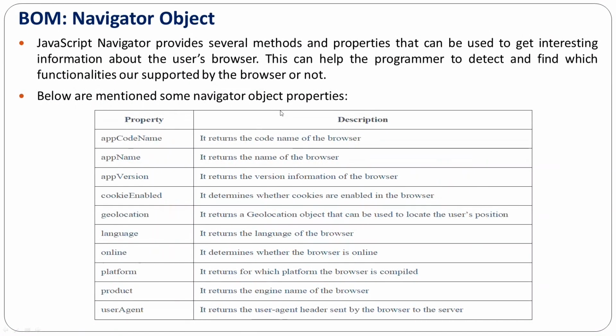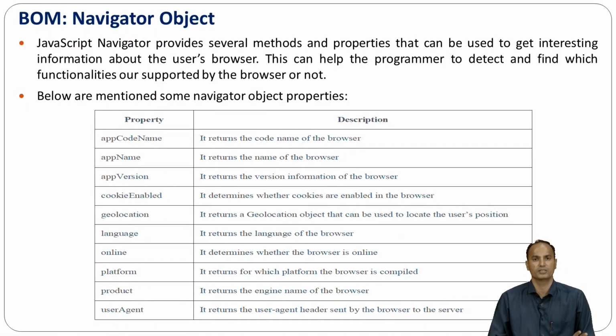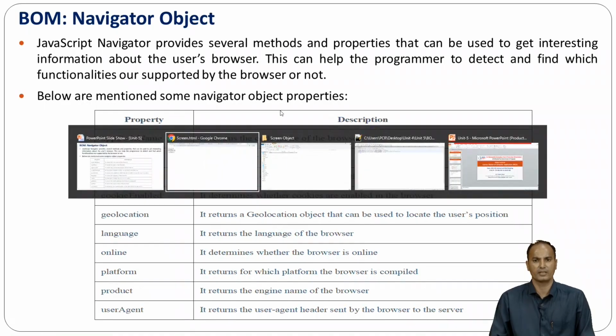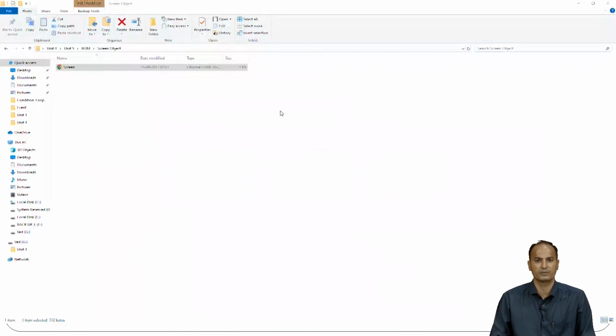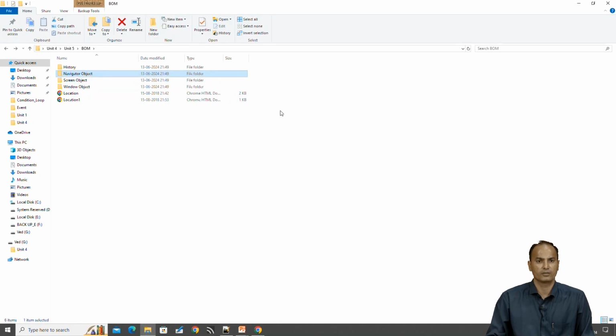Moving next is the navigator object. The navigator object provides several methods and properties that can be used to get interesting information about the user's browser. This can help programmers detect which functionalities are supported by the browser or not. Below are some navigator object properties: code name, application name, versions. That means all browser-related information can be fetched through the navigator object. The listed information is already implemented in the program, so we will directly try to understand the program.